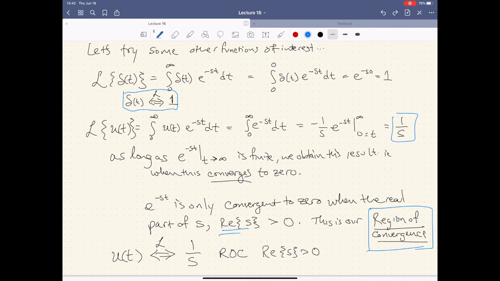In case you're still kind of missing out on what's going on here with ROC, because this is kind of difficult to grasp at first, ROC, region of convergence.